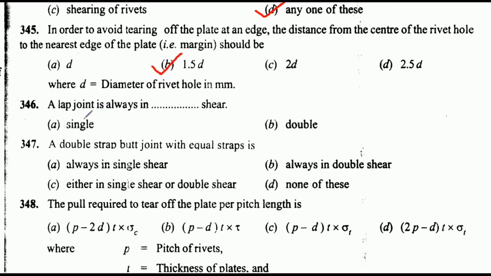Next is, a lap joint is always in dash shear. Here options are single or double. So here correct answer is option A. That is, a lap joint is always in single shear. Next is, a double strap butt joint with equal straps is, here friends options are always in single shear, always in double shear, either in single shear or double shear, none of these. So here friends correct answer is option B, that is always in double shear.